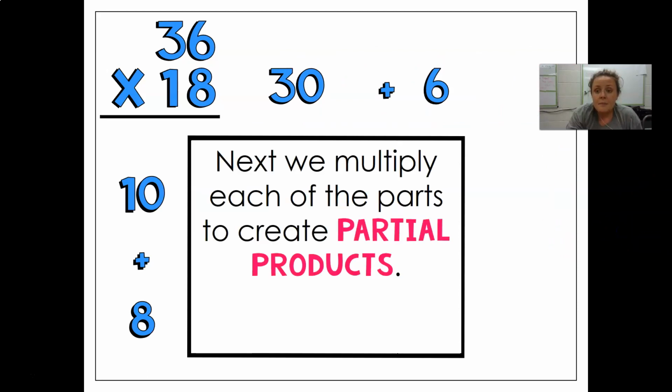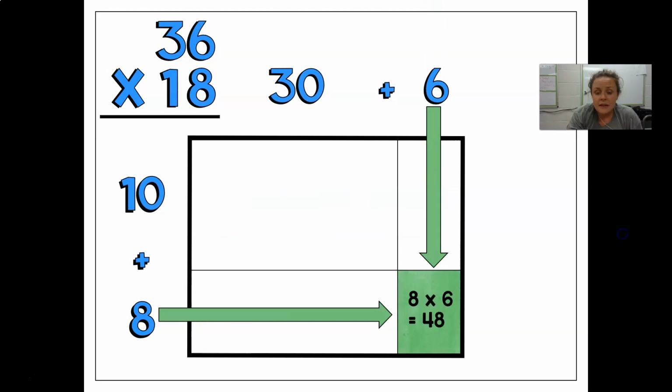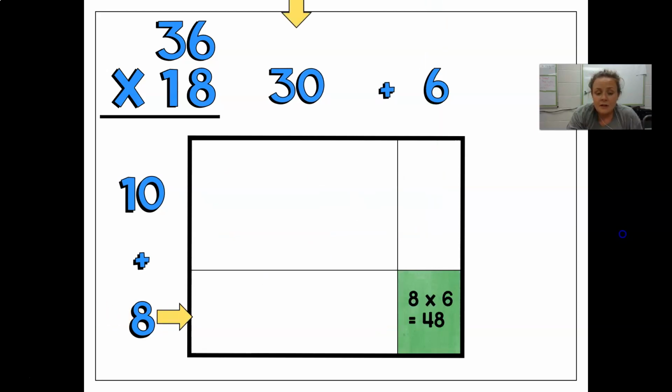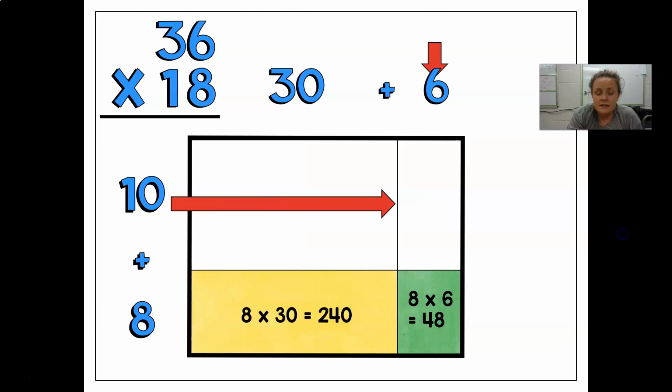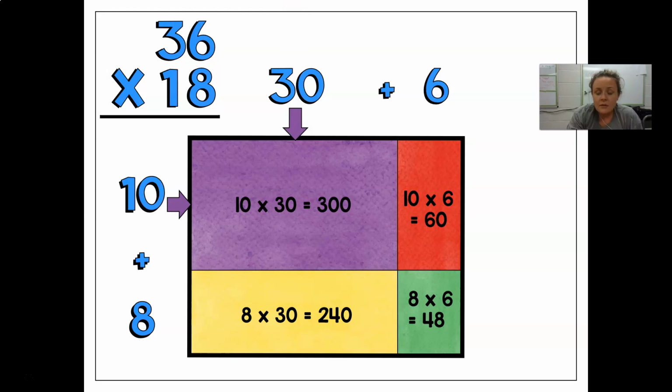Now we multiply the parts. We find the partial products. 6 times 8 equals 48. We've got our 30 times 8. Well, 3 times 8 is 24, tack on a 0, is 240. 6 times 10 is 60. And 30 times 10 is 300.